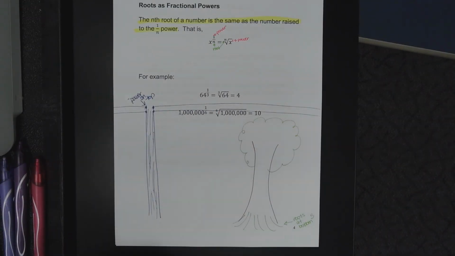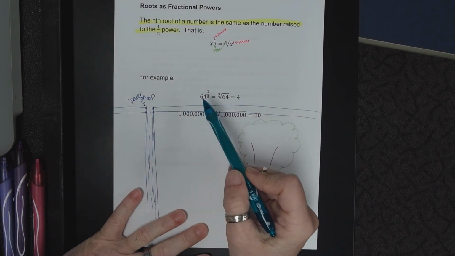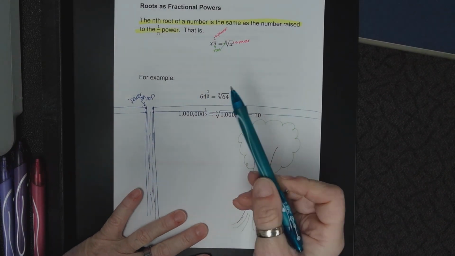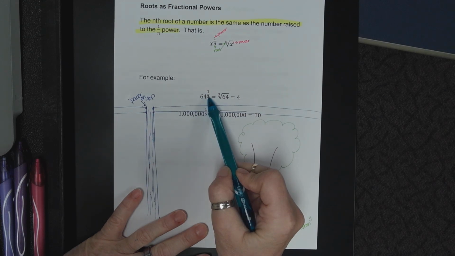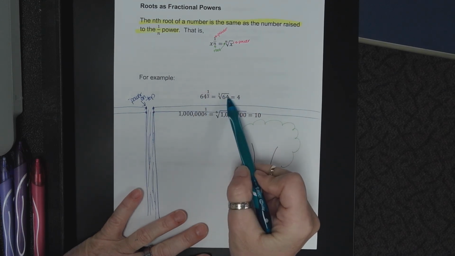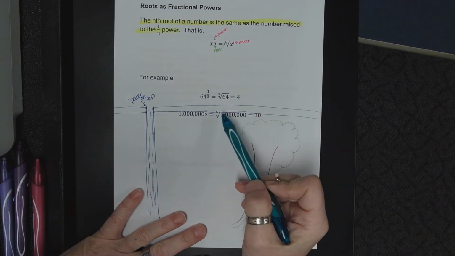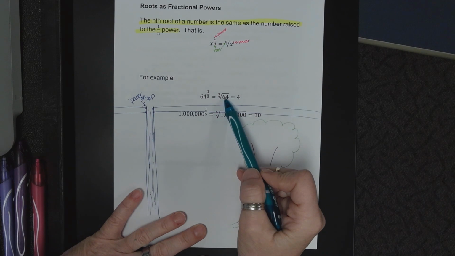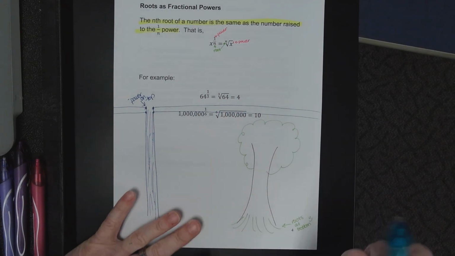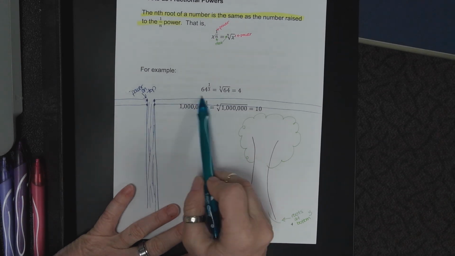So now let's look at this one for our example that I just drew all over. So we have 64 raised to the 1/3 power. So our root goes to the outside, right? And our power is on the inside. And then what number do we take 3 of to get 64? Well, that's 4.